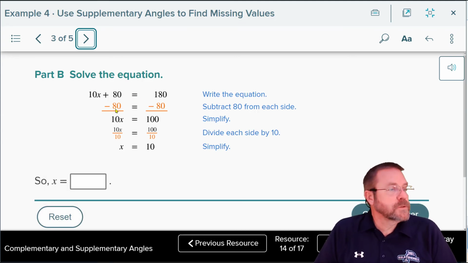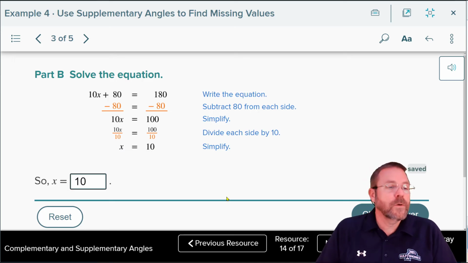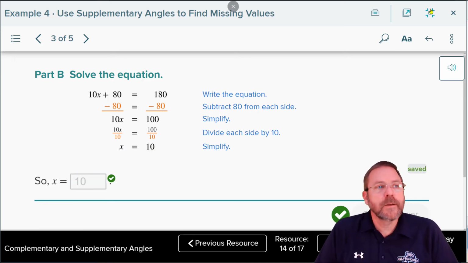Then we're going to solve the equation, which they have the same thing I did. They undid addition and subtraction, subtracting 80 from both sides. That left them with 10x is equal to 100 degrees. Then they undid multiplication and division by dividing by 10 on both sides, and that left them with x is equal to 10, so the unknown measuring angle is going to be 10 degrees.